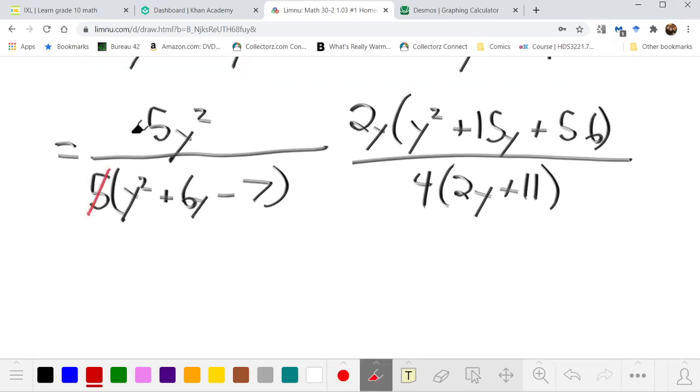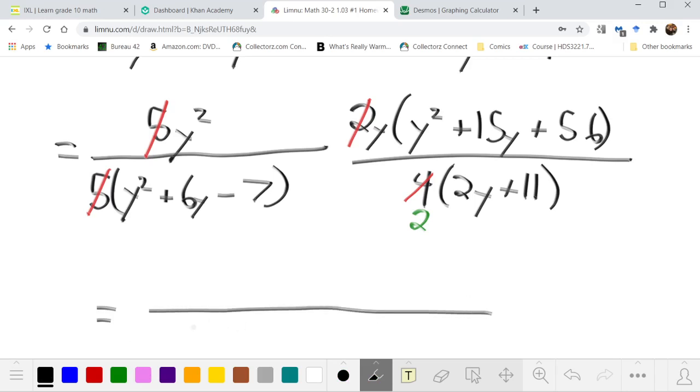Now our 5's can cancel. Our 2 can reduce with the 4. We have another 2. And now we can start factoring even further. The y squared plus 6y minus 7 becomes y minus 1 times y plus 7.